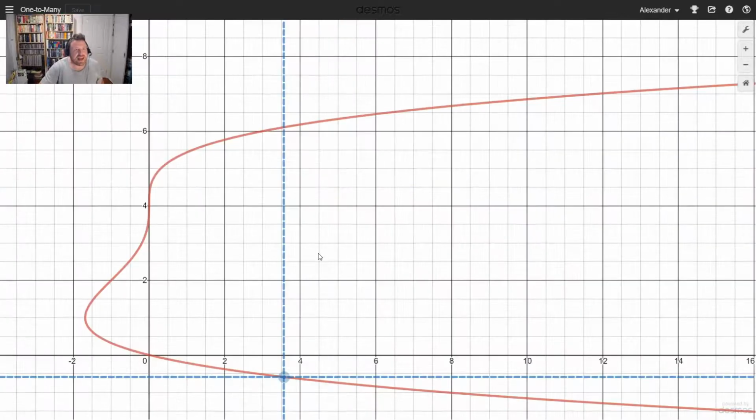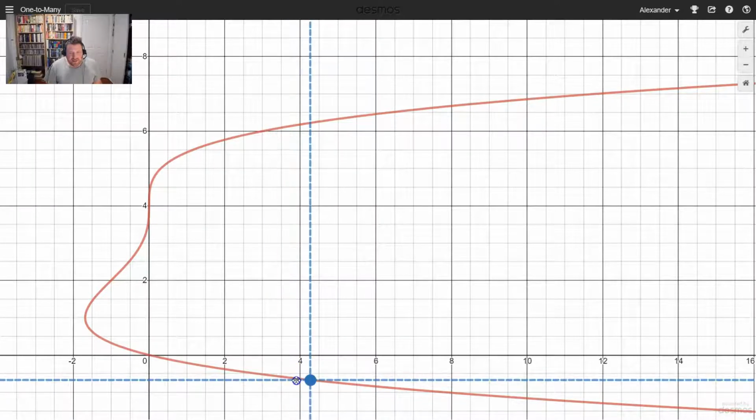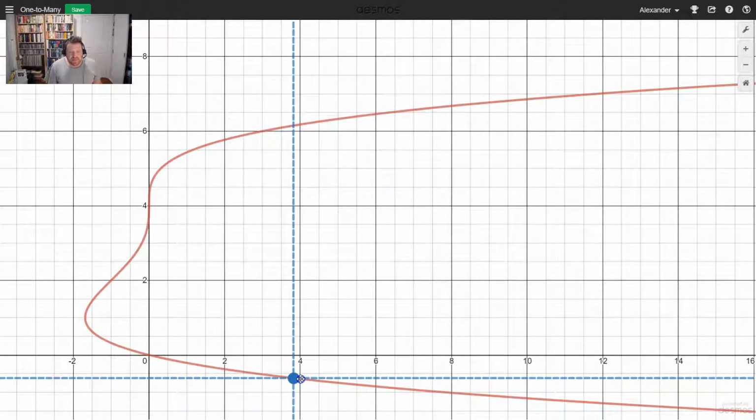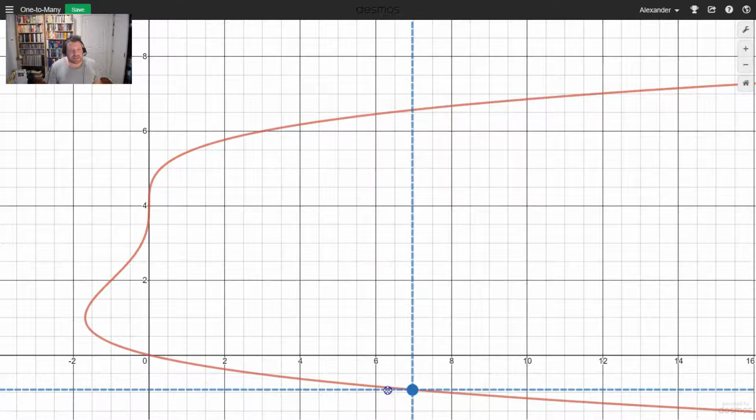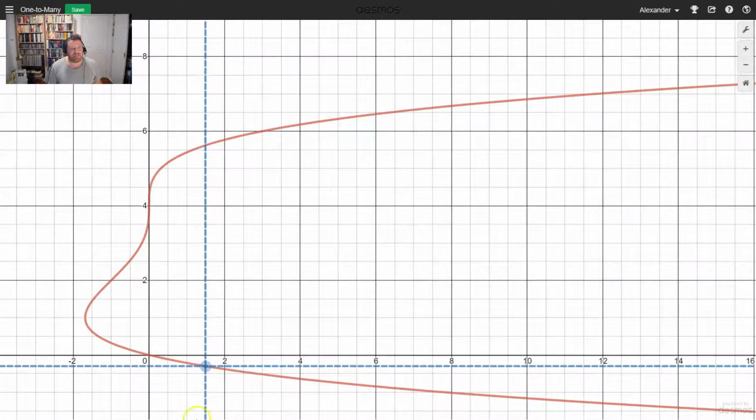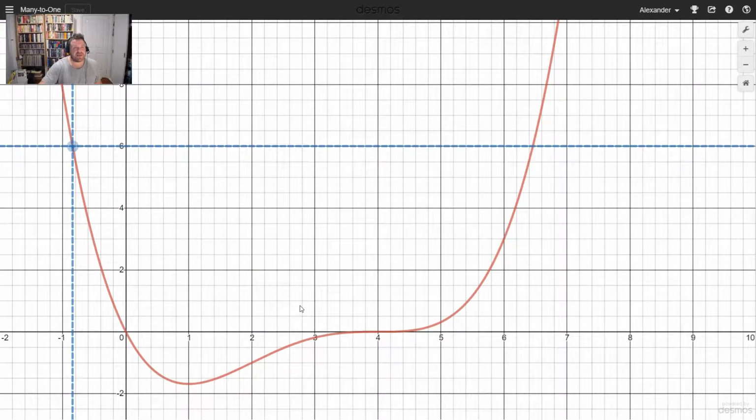The next one we're going to look at is one-to-many. Why is it called one-to-many? Well, the idea here is a single x value, so let's say x equals 4, gets mapped to two different y values. So there's the one up here, and then there's also the one down here. So this is a graph that passes the horizontal line test, but fails the vertical line test. So that's one-to-many.